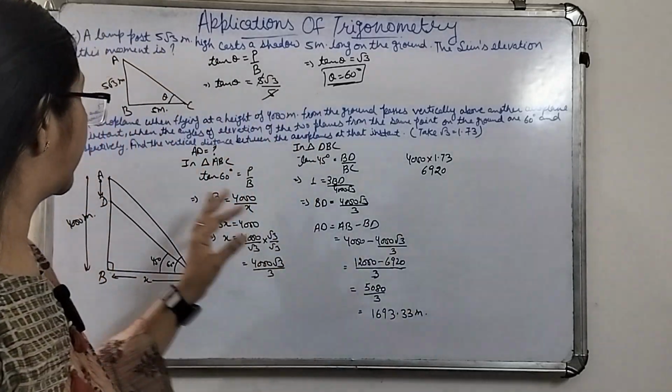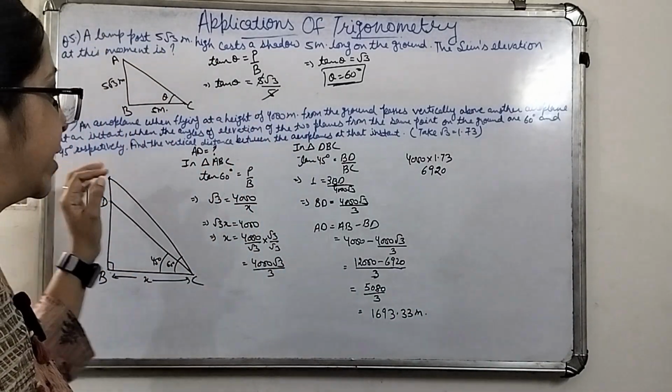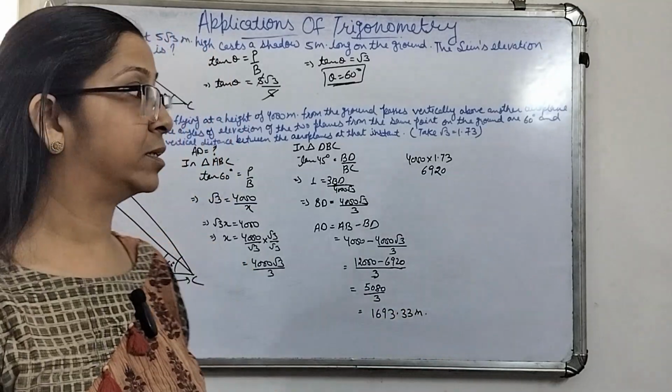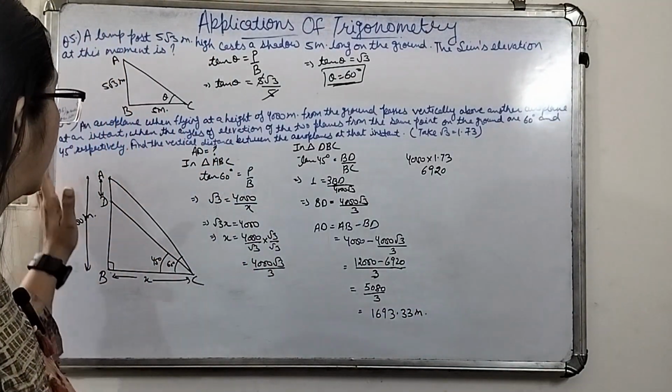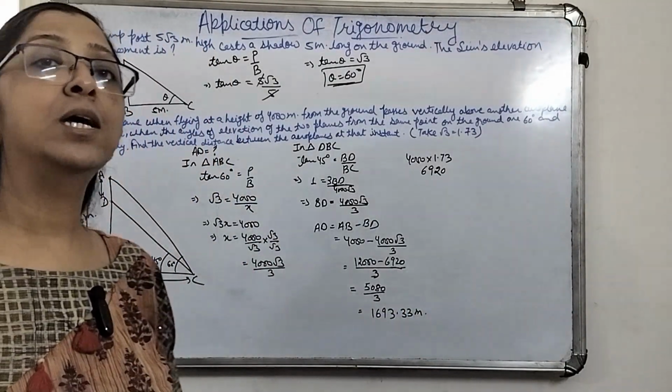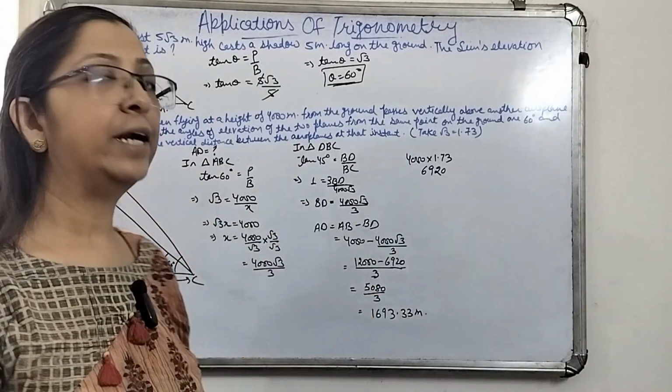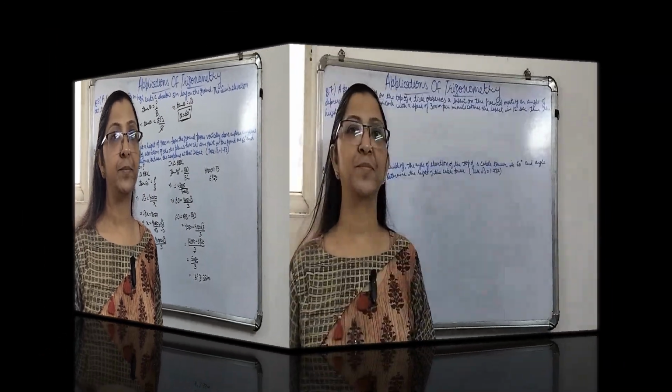So the length of side AD, which is required, is 1693.33 meters. So this is how we can solve according to the conditions given to us. We will decide which trigonometric ratio we need to consider and how we will proceed.